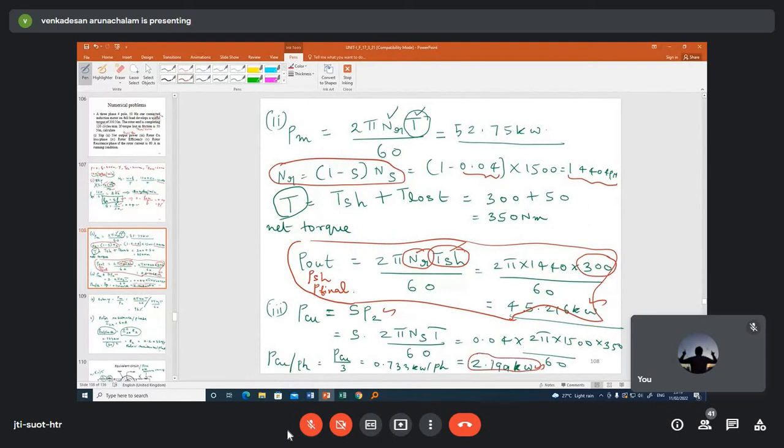They are asking us to compute rotor copper loss per phase. So you have to divide this value by 3. So copper loss divided by 3, that is for per phase, that is equal to 0.733 kilowatts per phase. So that is the copper loss per phase. So we have computed the net output power and we have computed copper loss per phase.